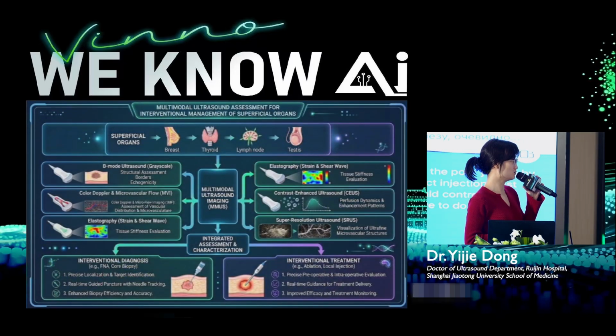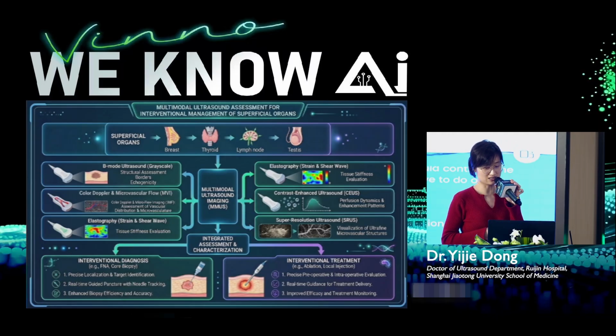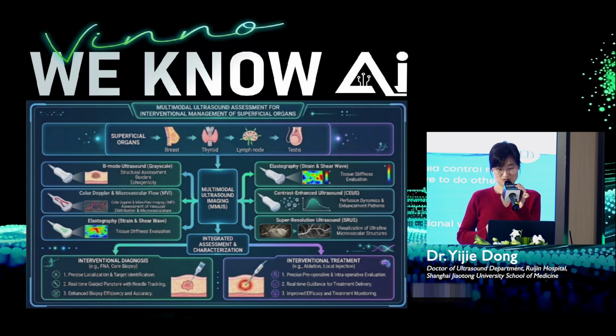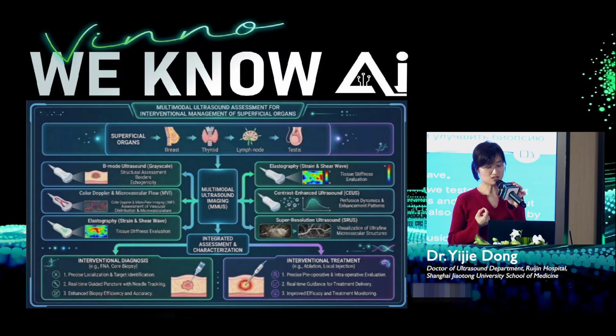Okay, so we just have a conclusion. For multimodal ultrasound assessment for superficial organ related interventional diagnosis and treatment, including breast, thyroid, lymph nodes, testis, and skin, we have B-mode, color Doppler, and now SMF, elastography, contrast enhanced ultrasound, and finally SRUS. We can have very precise localization and guidance for puncture and improve the biopsy efficiency. And then finally, we can have accurate evaluations.